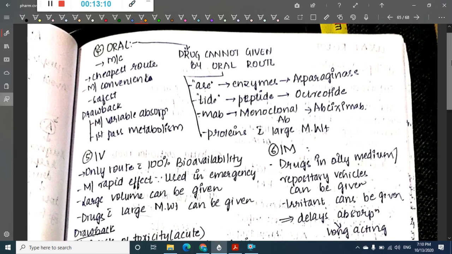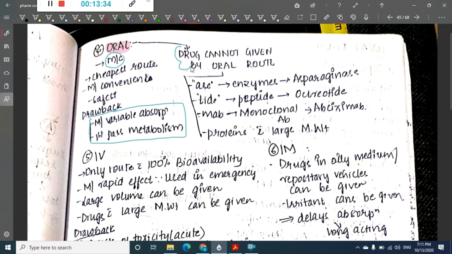Then we have drugs which are used through the oral route. These are the most common drugs, the cheapest, the most convenient and the safest. The drawbacks of oral drugs are that they have the most variable absorption and first pass metabolism.